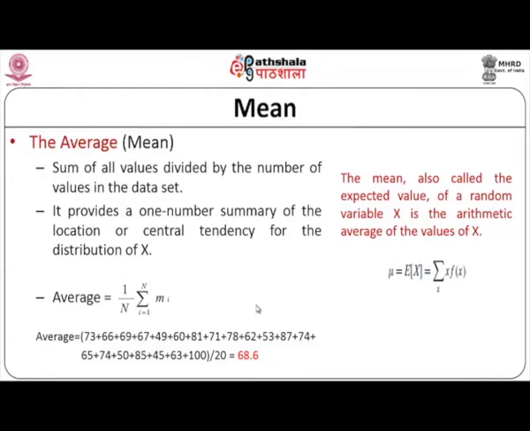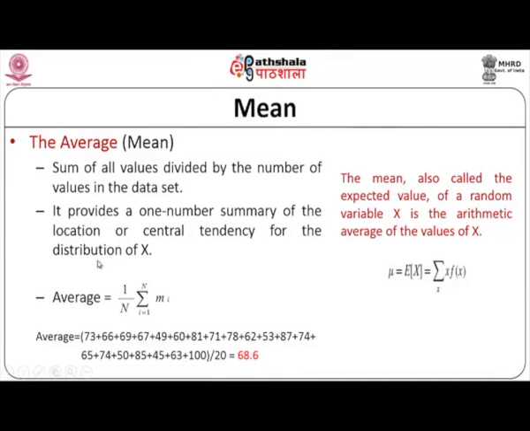Mean is fundamentally the average. When we talk about mean, we can take a set of data, sum all the values available in the data and divide that sum by the total number of values in the given data set. This normally generates the average. It provides a one number summary about the location or the central tendency for the distribution of the variable x. So, if we are analyzing a variable x and its corresponding values, we can identify where exactly the data tends to average. This is what is provided by the metric called mean.